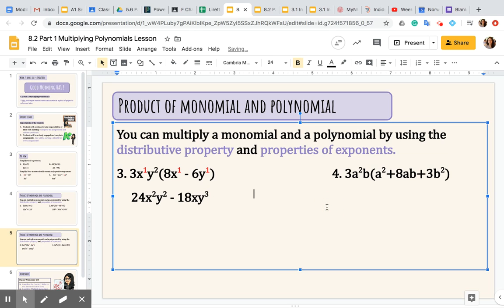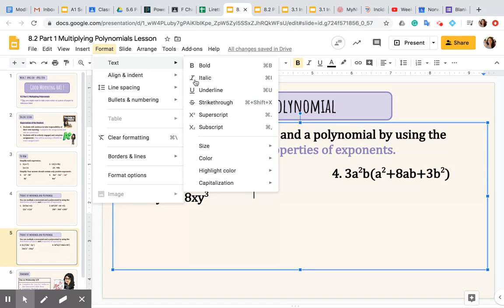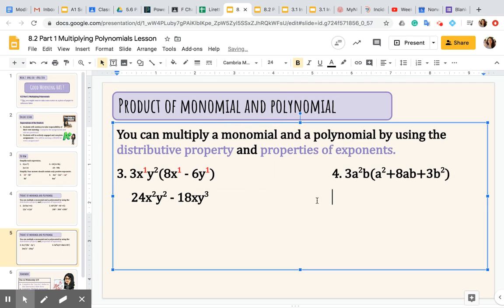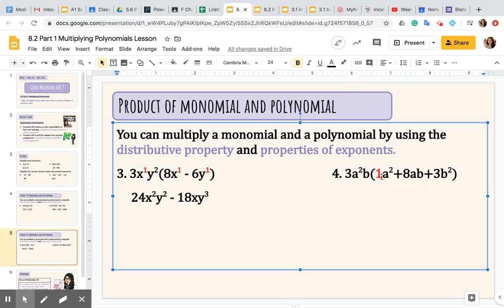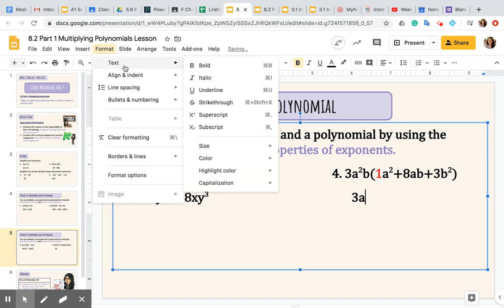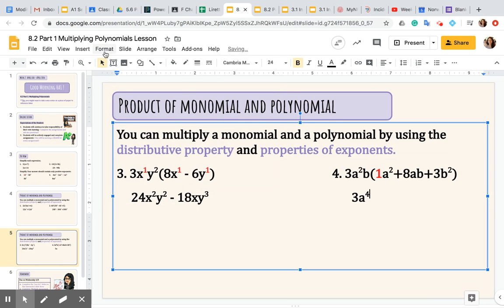All right, so I'm going to tab over. I am still as a superscript and I don't want that. Okay, so number 4. There's an understood 1 here, so I'm going to write that in. And I'm going to multiply my coefficients. 3 times 1, well, that just gives me 3. And I have some a's that I can simplify. A squared times a squared, if I add those exponents, that's going to give me a to the power 4. And then there's no b, so I'm just going to take that b and bring it down for the ride.